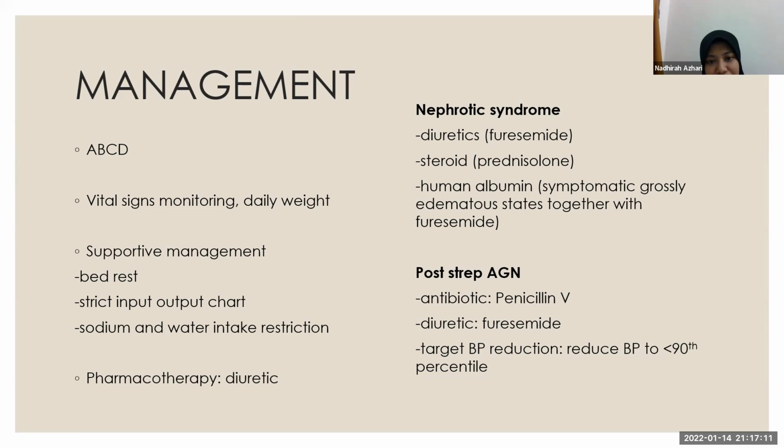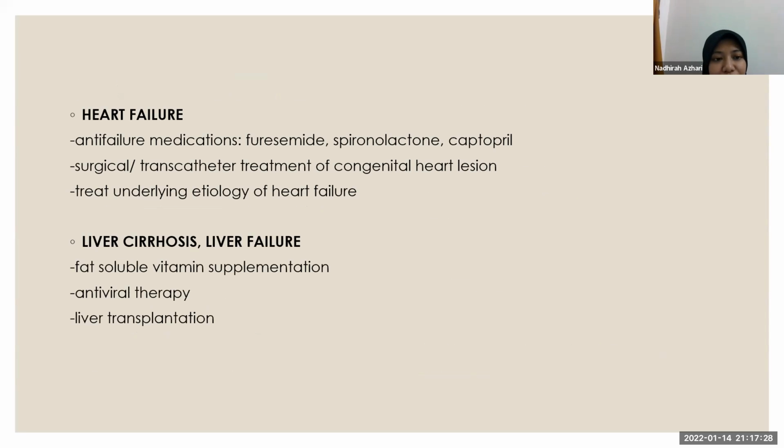So for nephrotic syndrome, the management that can be given are diuretic, steroid, and also human albumin. As for post-strep AGN, antibiotic, diuretic, and also BP reduction can be done. For heart failure, we can give anti-failure medications and surgical or transcatheter treatment if indicated. And for liver cirrhosis or liver failure, fat-soluble vitamin supplementation and antiviral therapy if the liver cirrhosis occurs due to viral infection, and liver transplantation if the patient is indicated. So I think that's all.